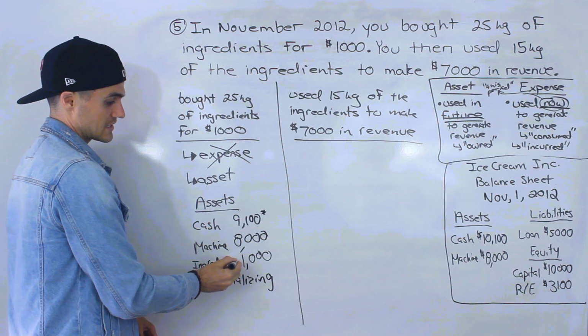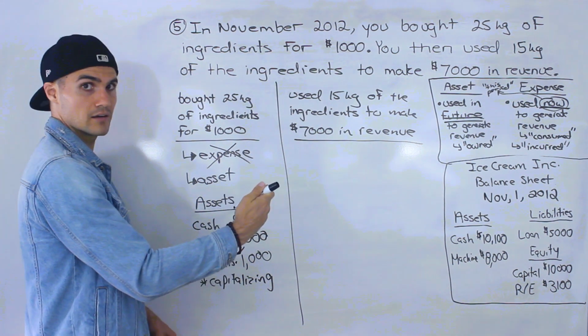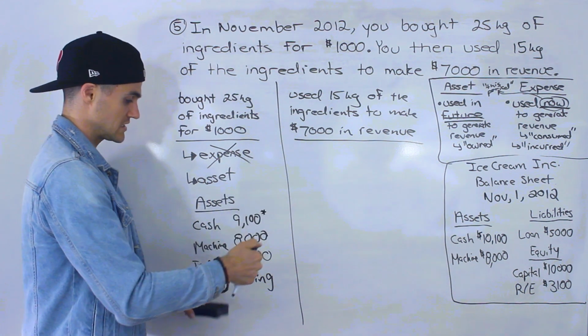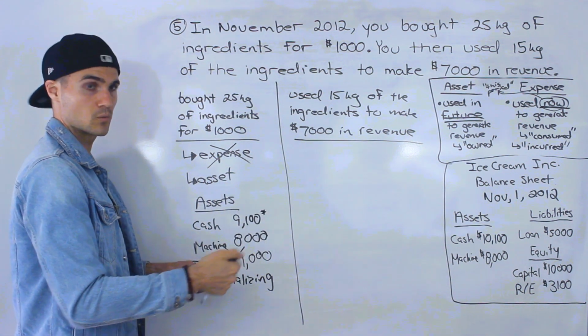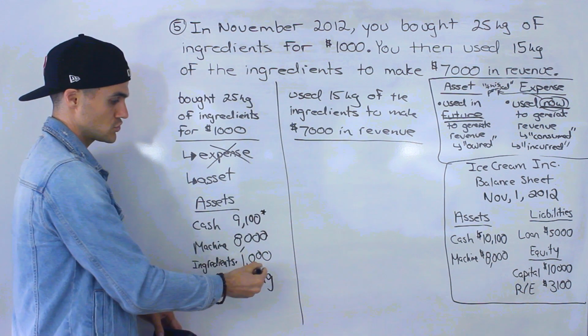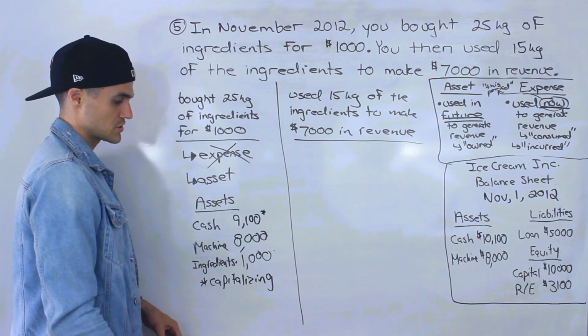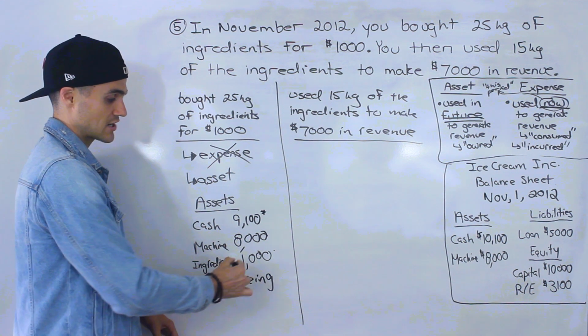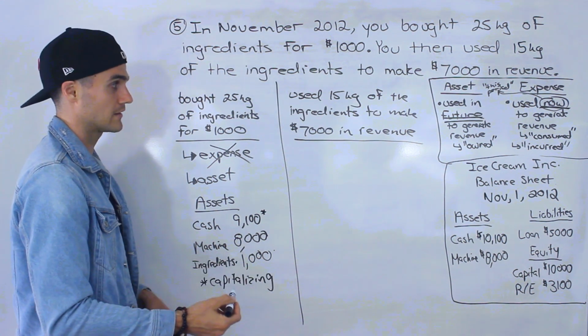And then these ingredients here, they're not being used yet, right? We haven't made any revenue. We haven't sold any ice cream. So these ingredients are stored right now within our company. They're going to be used in the future, so they get classified as an asset. That transaction is capitalized, so it goes on the balance sheet.